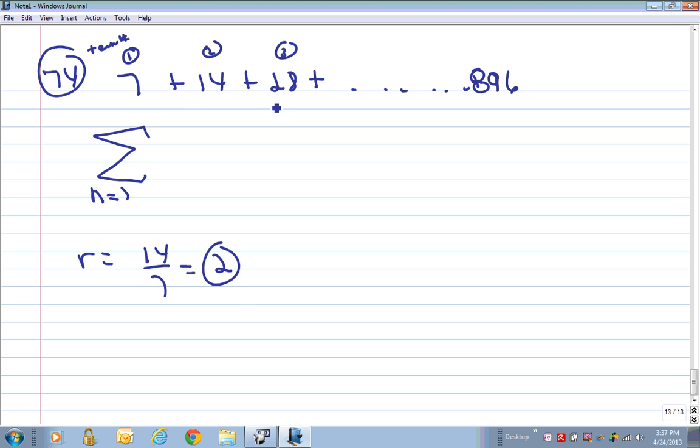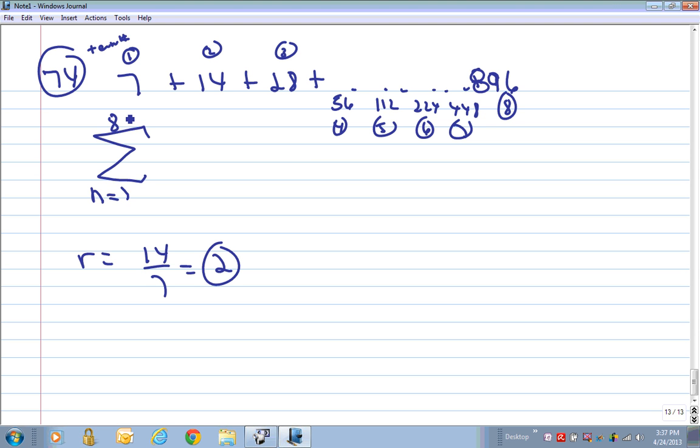So 2 times 14 is 28. So 2 times 28 would be 56. And 2 times 56 would be 112. And 2 times 112 would be 224. 224 times 2 would be 448. And 448 times 2 would be 896. Let's count the terms. That's the third. This would be the fourth. This would be your fifth. This would be your sixth. This would be seventh. This makes 896 your eighth term. So our upper limit would be 8.